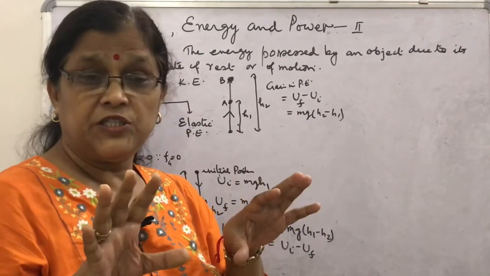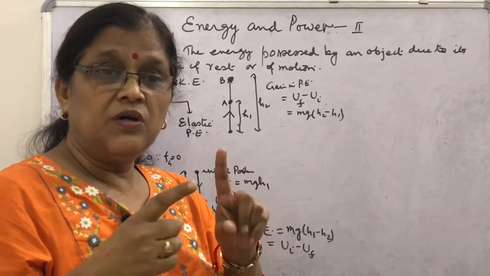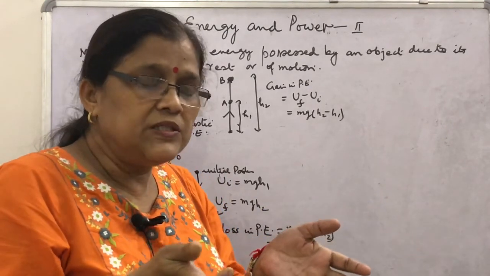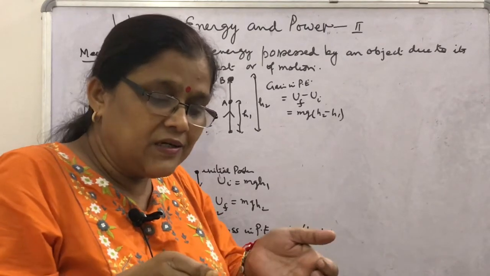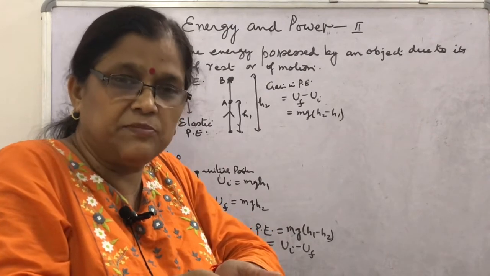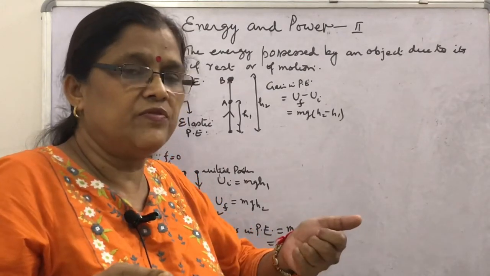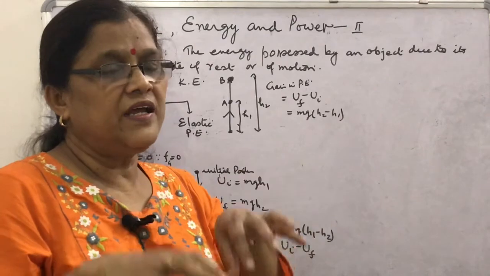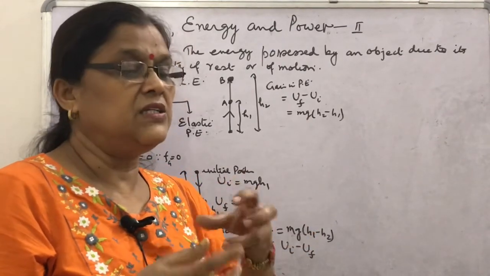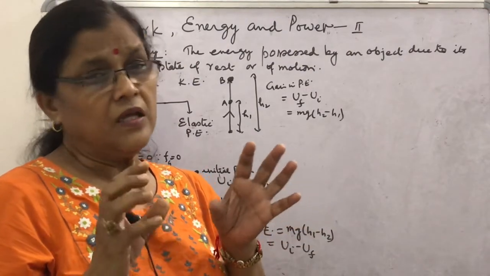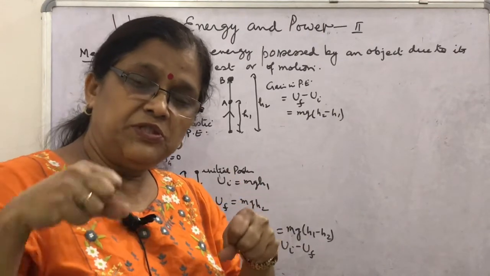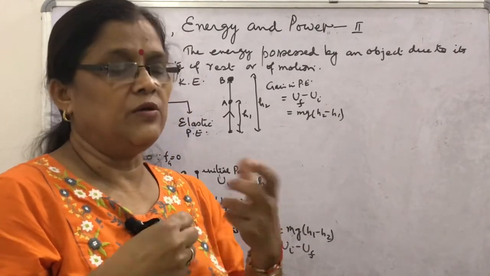What is elastic potential energy? First, you should know what elastic behavior is. Whenever a deforming force is applied on an object and its shape is changed, suppose you have a rubber ball, you press it, its shape changes, and whenever you remove the deforming force, it regains its original shape or size. Then what is elastic potential energy? Elastic potential energy is the energy possessed due to change in shape or size of an object.